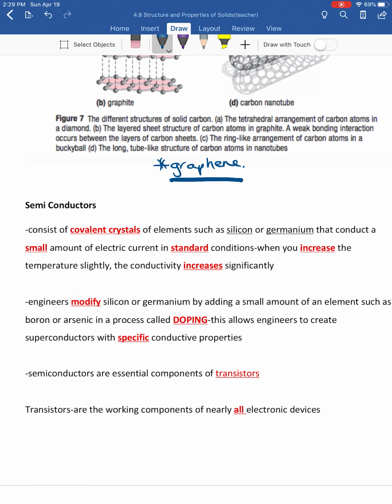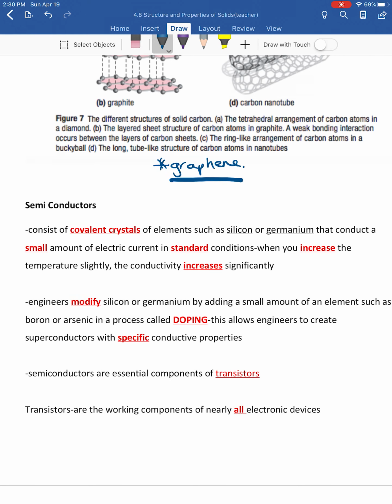Last little section, semiconductors. They consist of our covalent crystals. So once again, silicon, germanium, we're talking group 4 elements that conduct a small amount of electric current. So a bit different from our covalent network crystals. They can conduct a small amount of electric current at room temperature, so remember SATP, standard conditions. If you heat them up slightly, you can actually cause electrical conductivity to increase dramatically, all right?